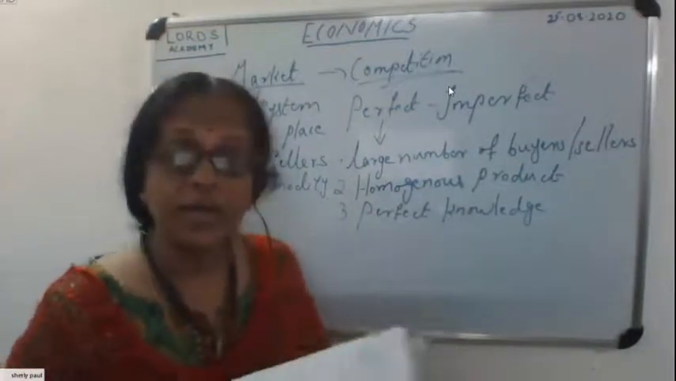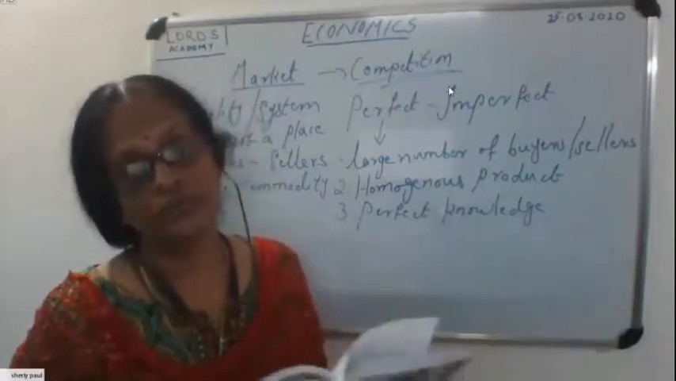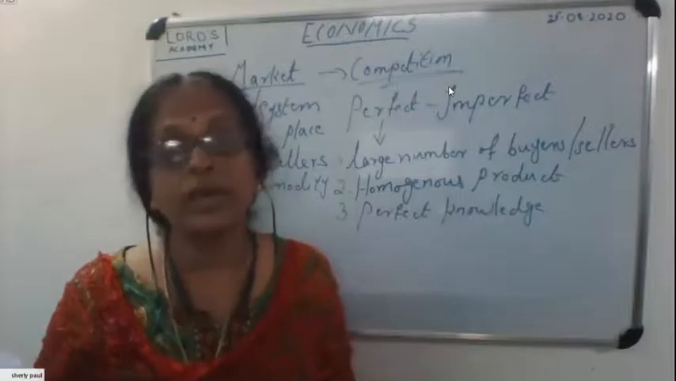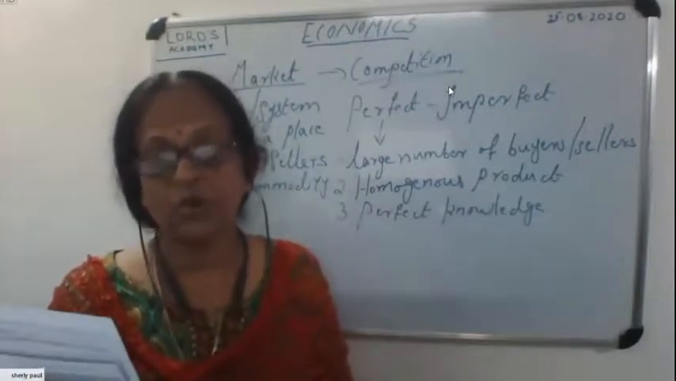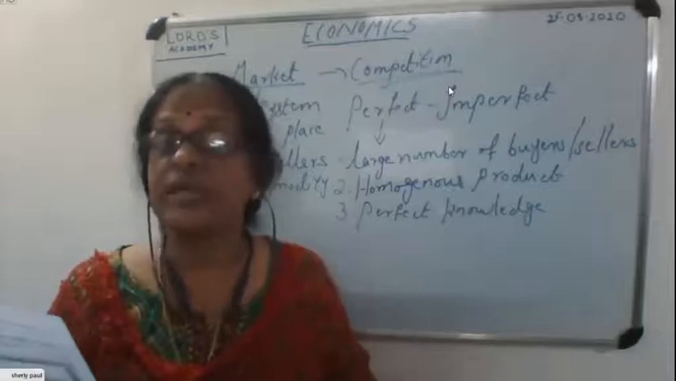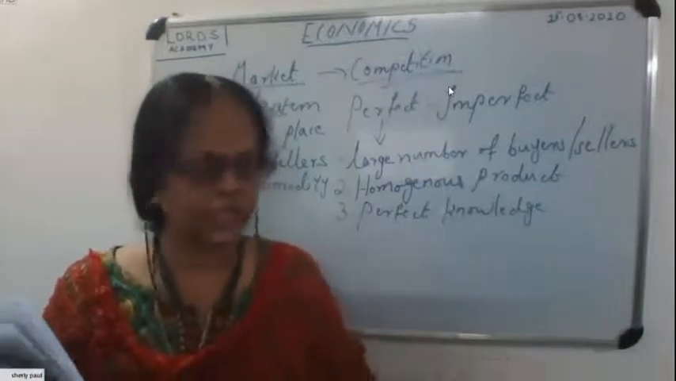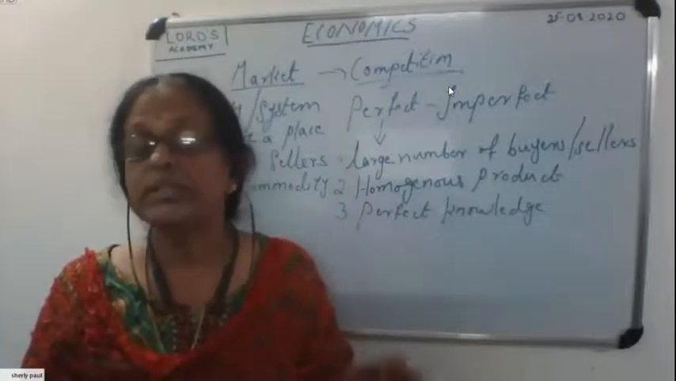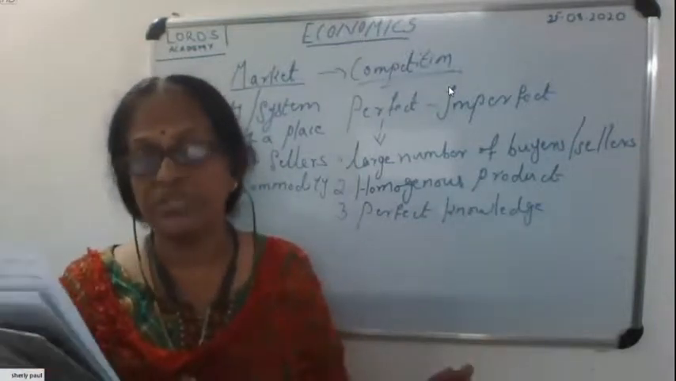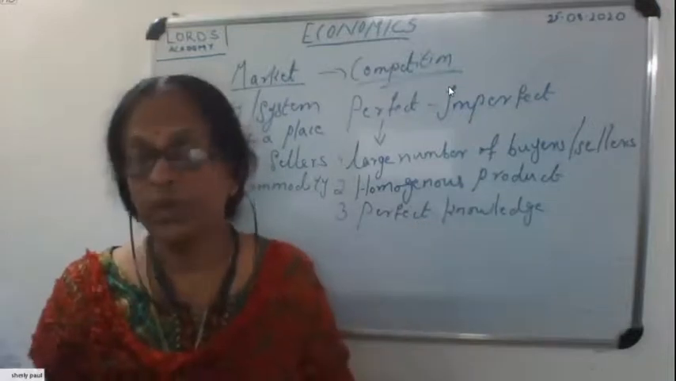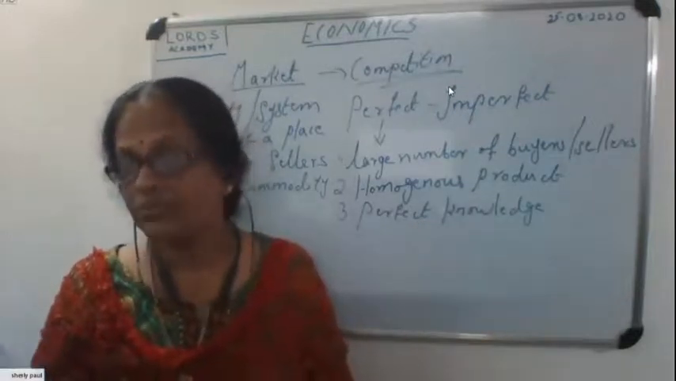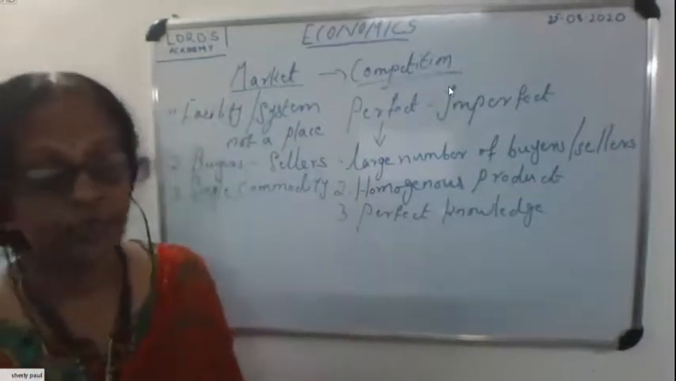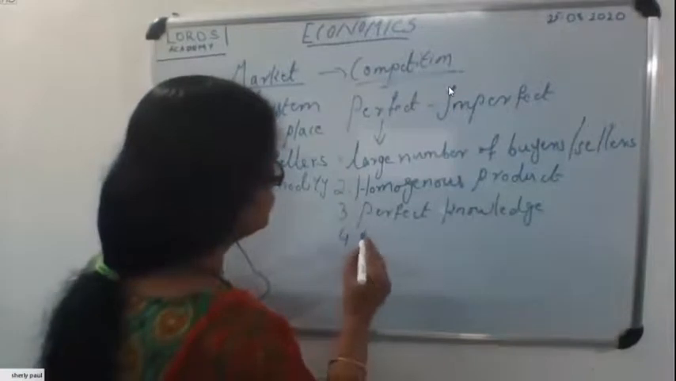Then, free entry and exit of firms. Free entry: there is no restriction upon the entry of a new firm in the market or the exit of an existing firm. They are free. They can enter the field, they can exit from the field, no problem. This means the market is open to competition from new suppliers. Due to these characteristics, all the firms can get only normal profit in the long run. Free entry and exit, that is the fourth feature.